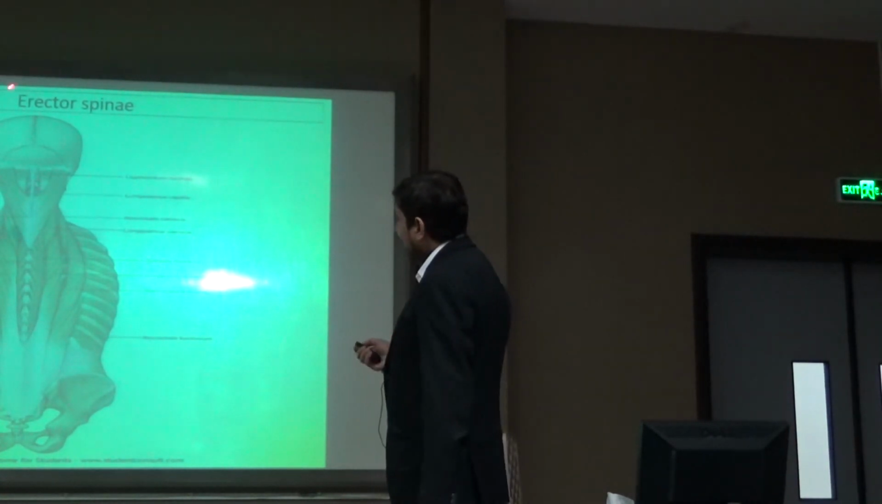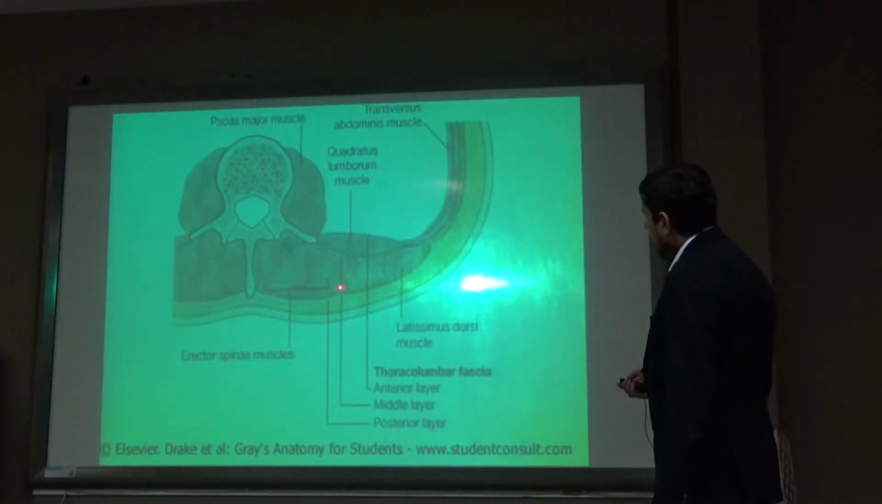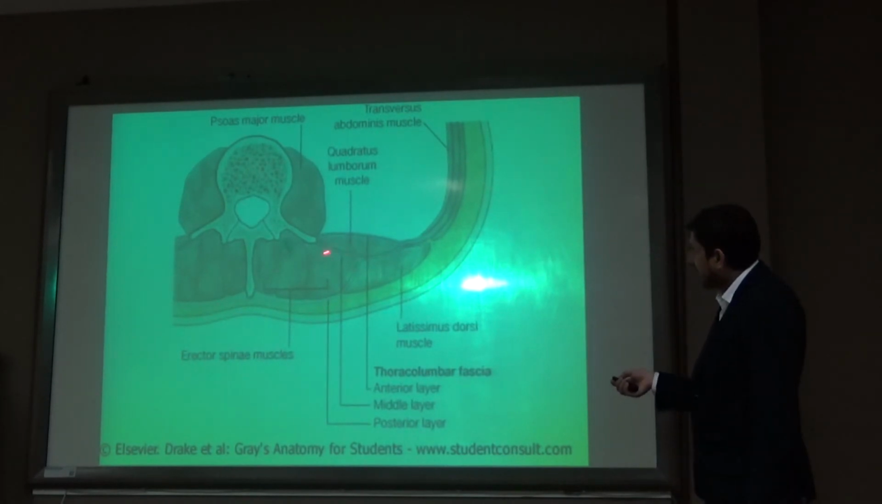So, erector spinae, here are the muscles. Look at this. These are the erector spinae muscles. What should be the name of this muscle?